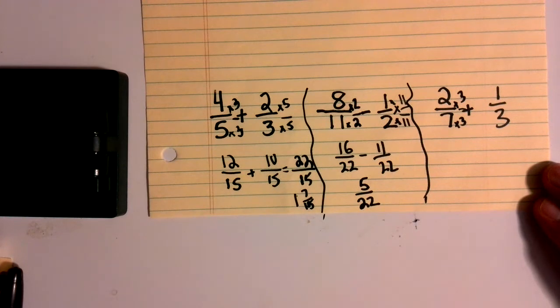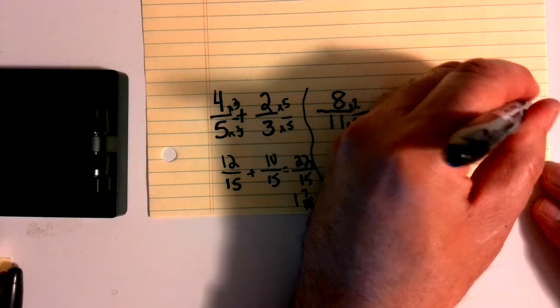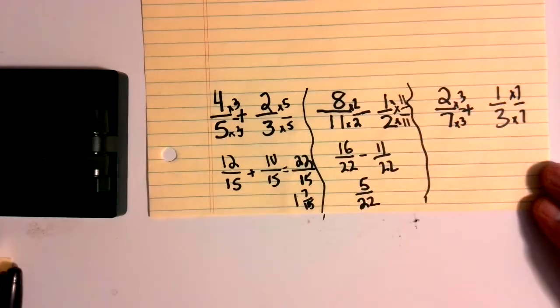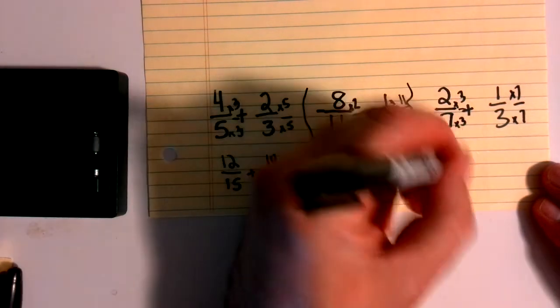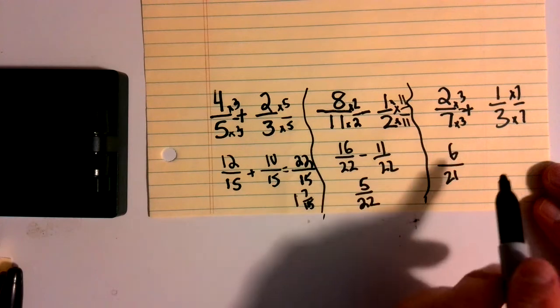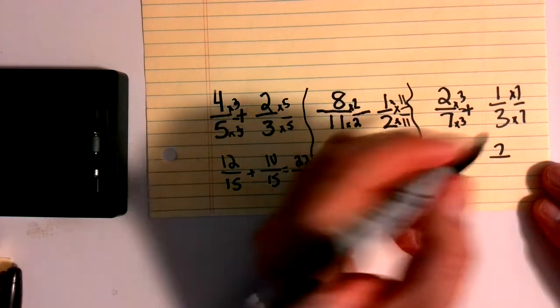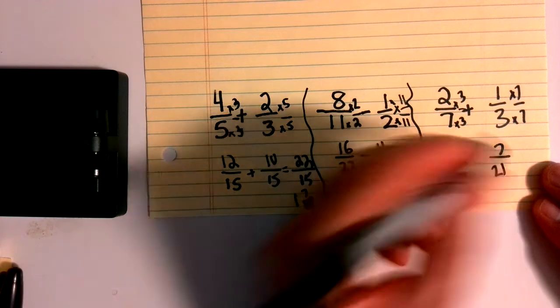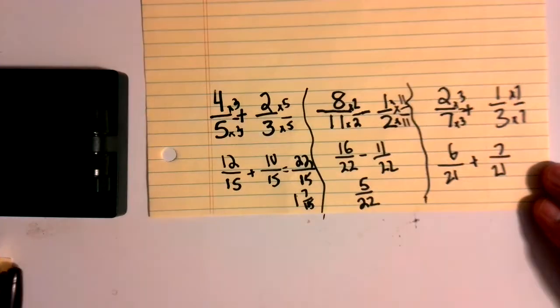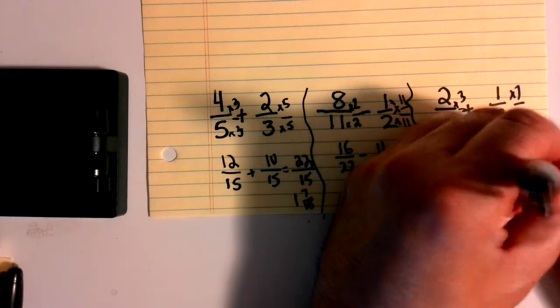I'm just converting to an equivalent fraction that will help me solve my problem. And then I just need to multiply 1/3 by 7 over 7 to get 21sts. 3 times 2 is 6 21sts. 1 times 7 is 7 over 3 times 7 is 21. So now I'm adding 6 21sts plus 7 21sts, and my total is 13 21sts.